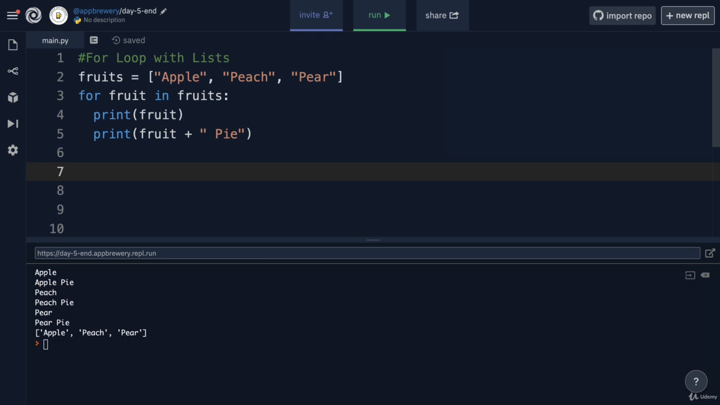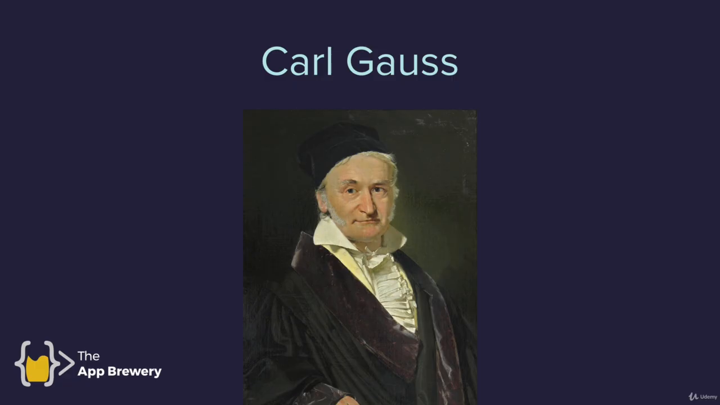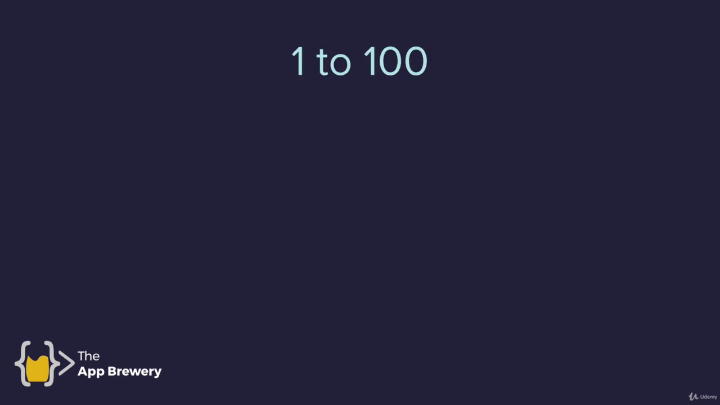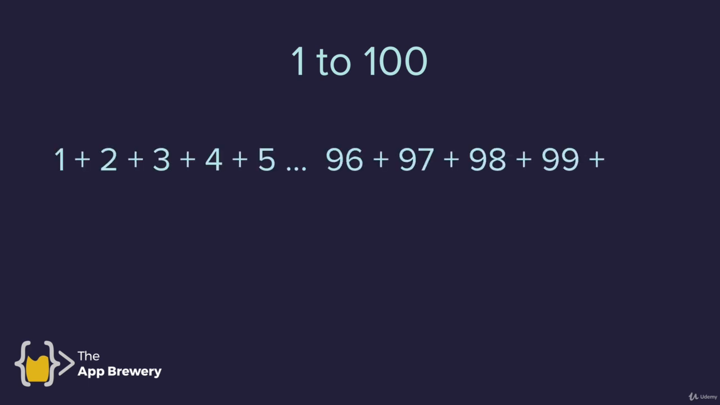And a good example of this is when Carl Gauss, the German mathematician, was just a child. When he was 10 years old, his math teacher gave him an exercise that she probably thought would tie him up for a little while. And the idea was to get him to add all of the numbers from 1 to 100. So 1 plus 2 plus 3 plus 4 plus 5, etc. all the way until 100.